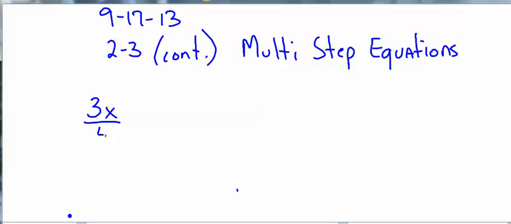If you don't get good at this now, it makes geometry hard, and it makes algebra 2 real hard, and it makes math for college readiness hard.